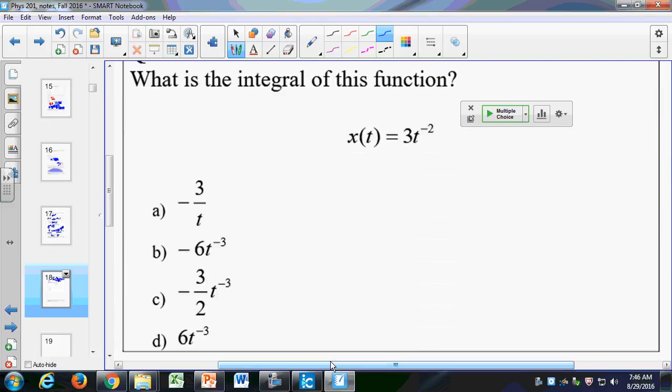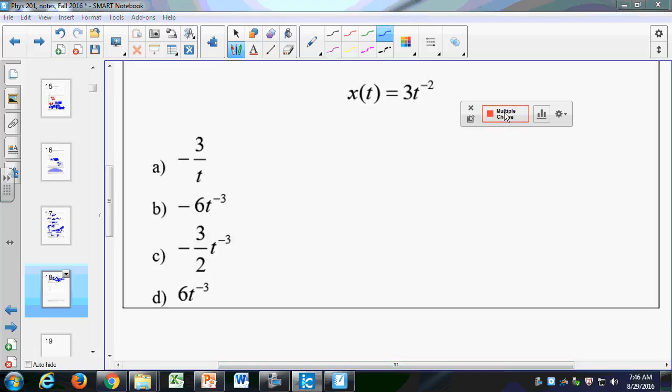Let's do this little quick test. What is the integral of this function? X is 3t to the minus 2. And there are your options.